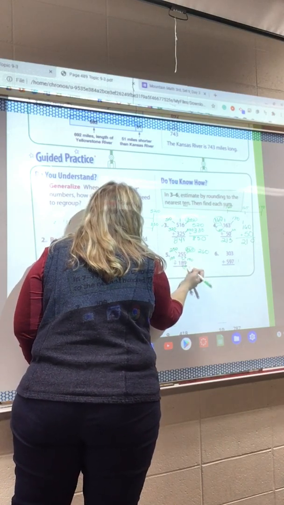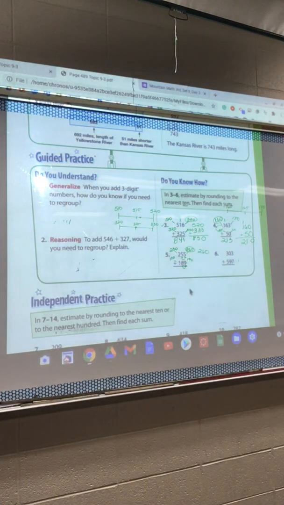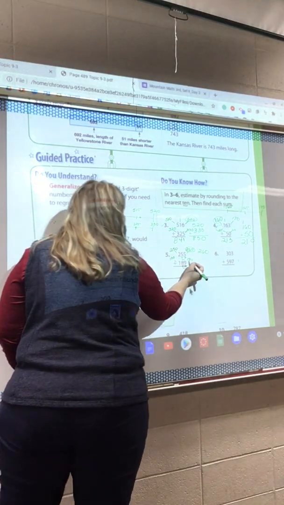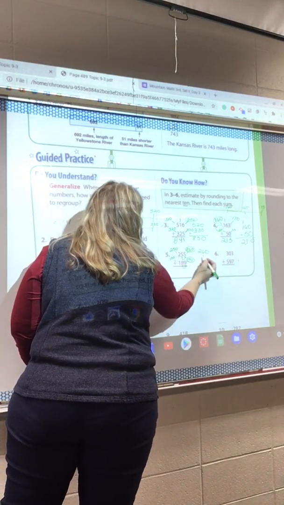Take my arrow around. How many are in the ones? 9. Is that 5 or more? Yes. Please put your snack up until after this is over, like I asked you to. Thank you. So I'm going to make it 190.